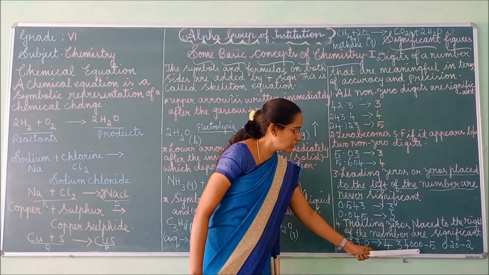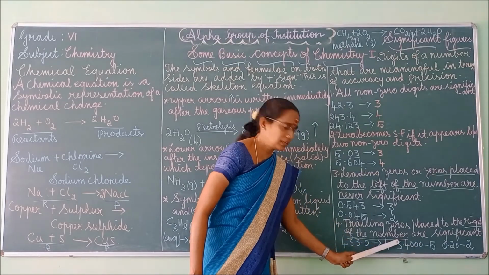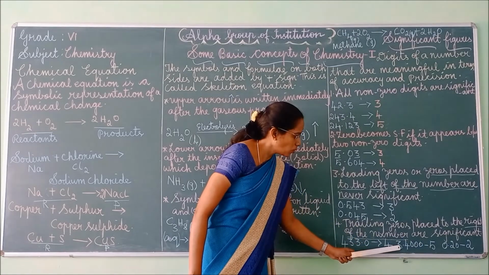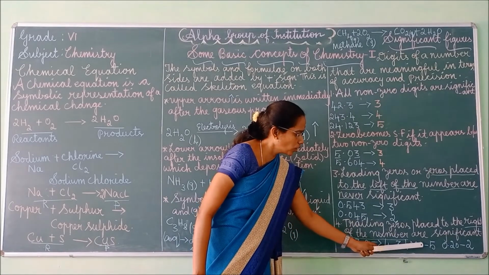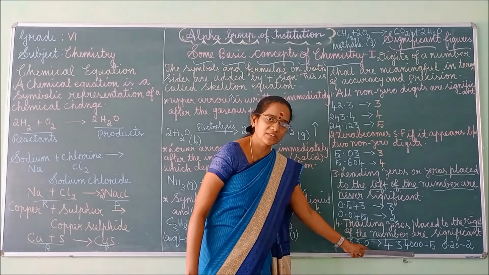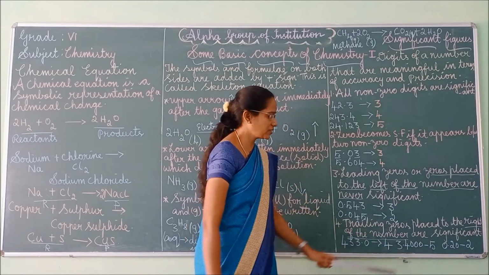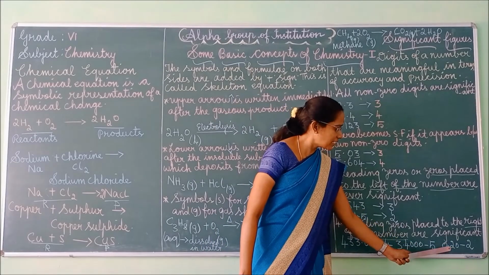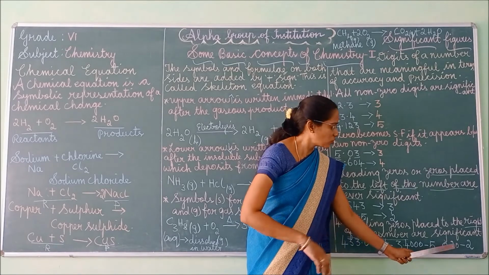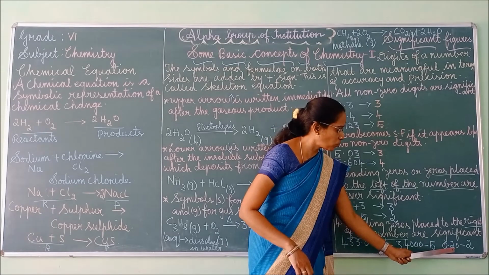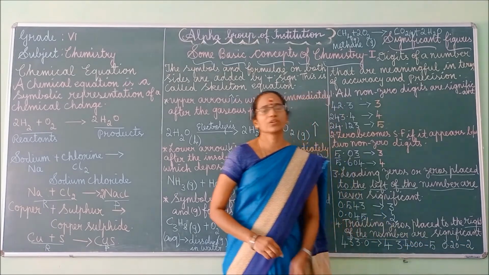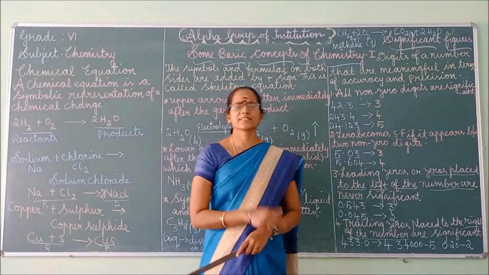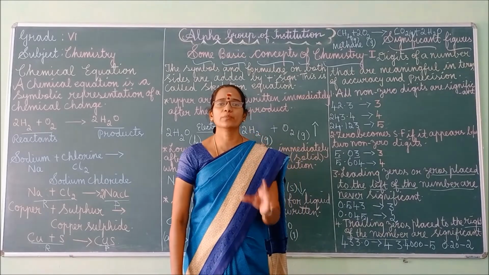Next one, 3.4000. Okay, so these zeros are placed to the right side of the number, isn't it? So we have to count now 1, 2, 3, 4, 5. So how many significant figures are here? 5 significant figures. And the last one, see 0.20. Okay, this 0 is on the left hand side. So right hand side you have to count 1, 2. So how many significant figures? 2 significant figures.